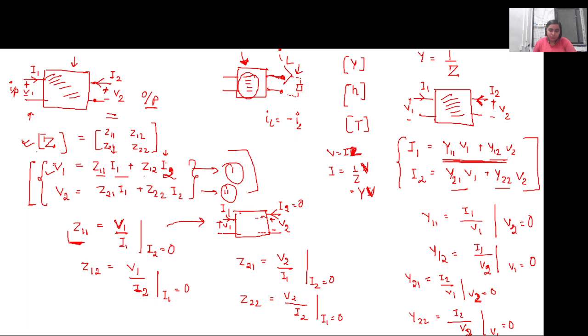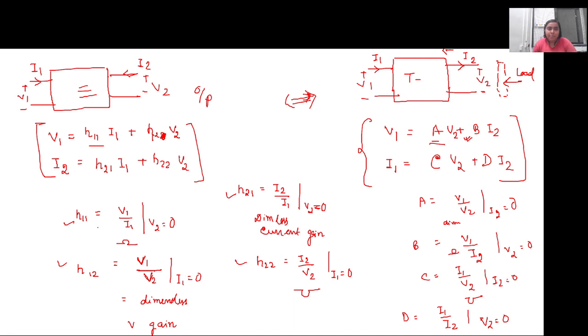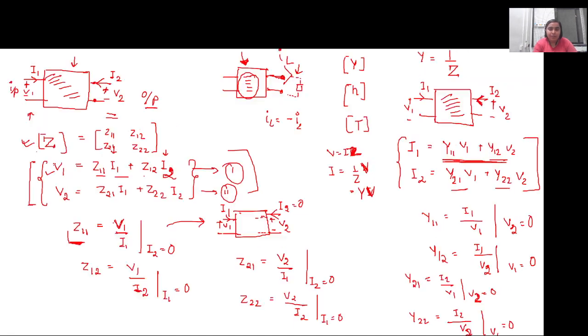So there are certain conditions for this network, for example, to be reciprocal. In case the network is said to be reciprocal, if Z12 is equal to Z21, the network given here is said to be reciprocal.